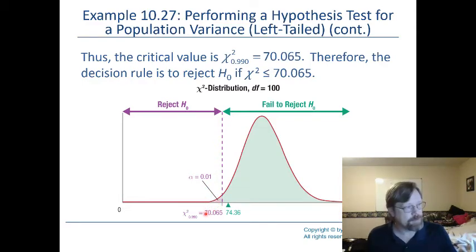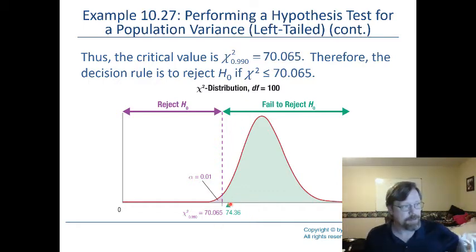The other kind of gotcha is that this is not scaled with 0 at the mean. This is scaled from 0 somewhere way down here to off to infinity. It's not symmetric about 0. So 74 is not farther from 0 than 70. Well, it's still farther from 0, but it's not farther out the curve, as you can see right here.